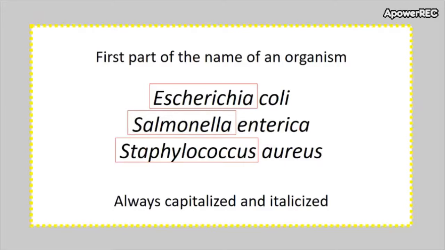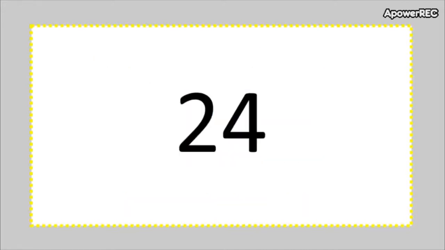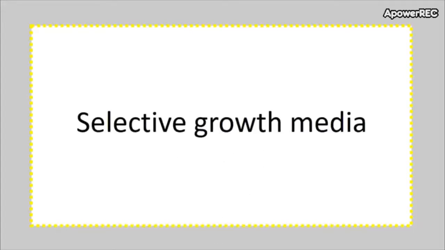So all life forms have a genus and a species component to their name. The genus portion is written first. The first letter is always capitalized, unlike the species, which are entirely lowercase. And the whole name is italicized. So on an exam, you should be able to identify the proper convention for representing the genus and species of an organism. So here we have Escherichia coli, also known as E. coli, Salmonella enterica, Staphylococcus aureus, and yes, number 24, selective growth media.